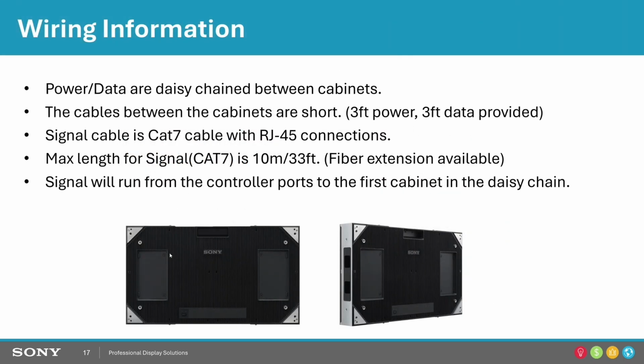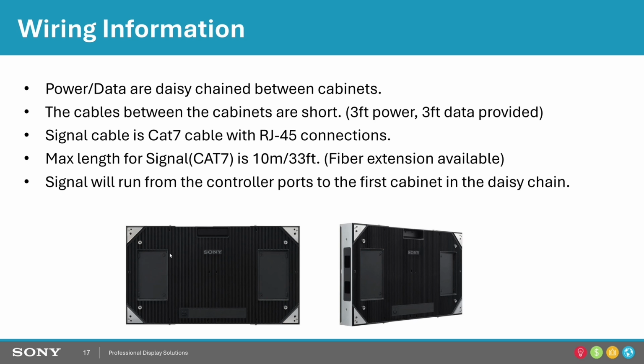Some wiring details. Everything is daisy chained between the cabinets, obviously. And that is all inside the cabinet. There's nothing that hangs out the back. All the service and install happens in the front side of the cabinet. There's no removing of cabinets to get to any cabling or wiring. Everything is run through the inside of the cabinet.